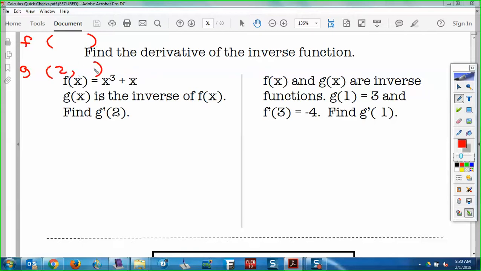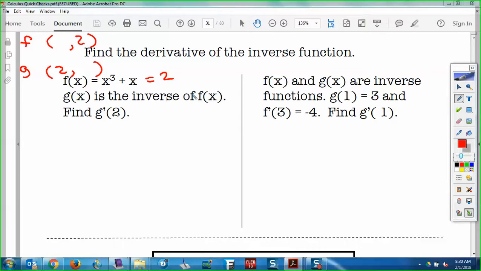G is going to have some point with 2 in it, right? I know it's g prime I'm looking for, but I know the g function has an input of 2. That tells me the f has to have an output of 2. And that is the secret to these problems, is understanding that. Because once you understand that f then has to have an output of 2, that allows you to now set the f function equal to 2.